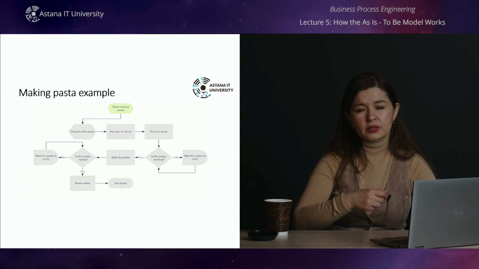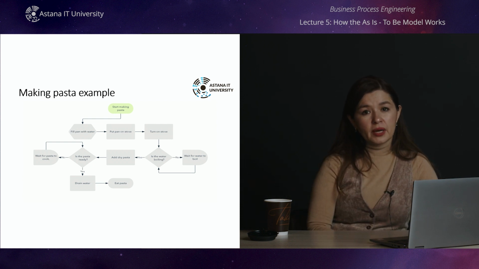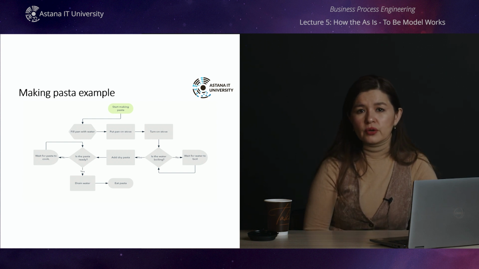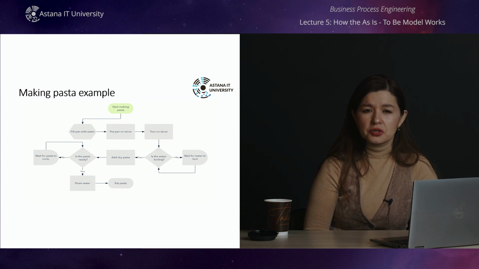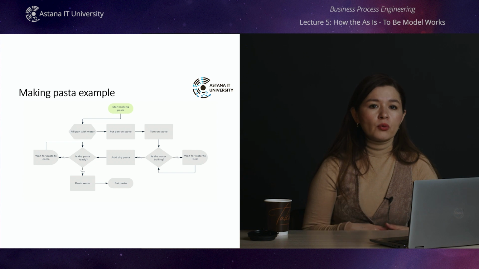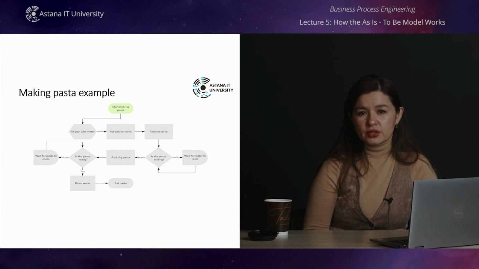For example, to start making pasta, you fill the pan with water, put it on the stove, and turn on the stove. Simultaneously, asking the right question in process mapping is crucial for gaining a comprehensive understanding of a business process. In this example, there are two questions provided: Is the water boiling, and is the pasta ready?